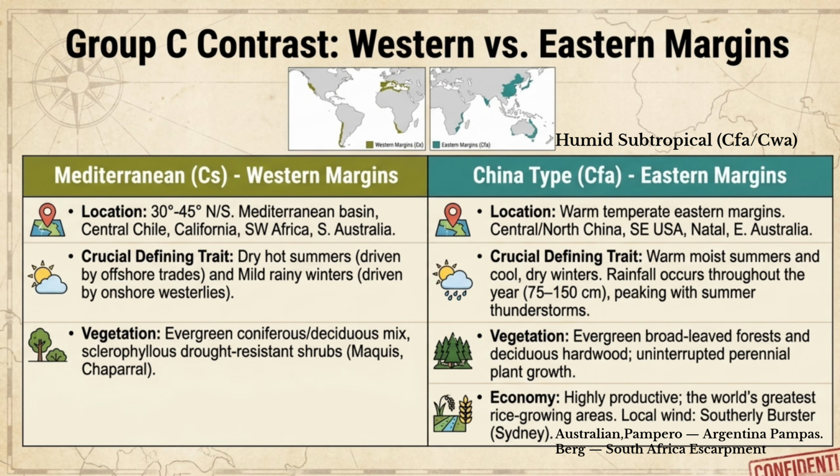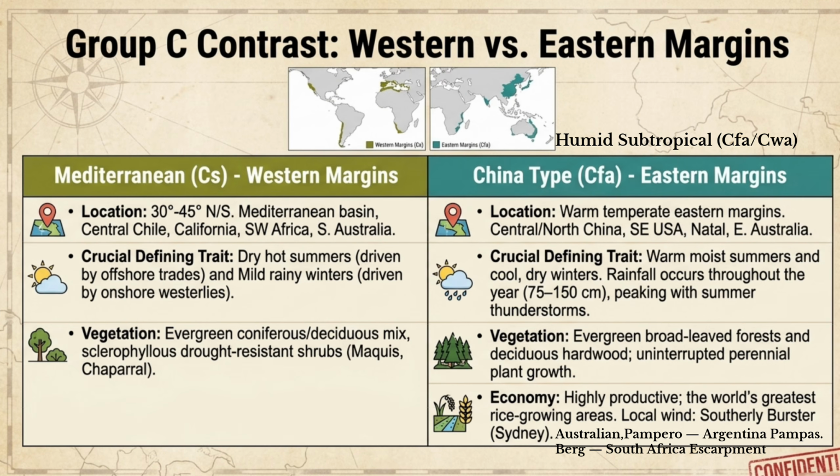Local winds: Southerly Buster, Sydney, Australia. Pampero, Argentina, Pampas. Berg, South Africa, escarpment. Vegetation: evergreen broad-leaved forests and deciduous hardwood trees. Uninterrupted perennial plant growth. Economy: most productive region, world's greatest rice-growing areas.